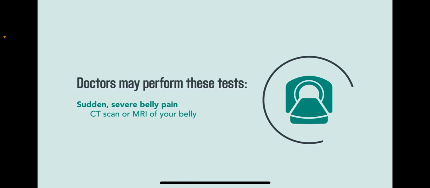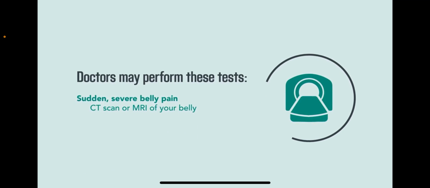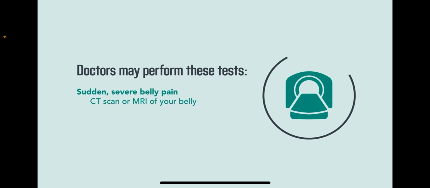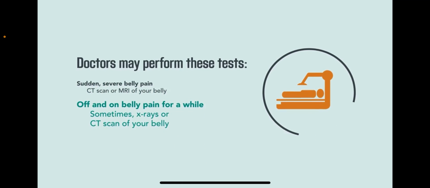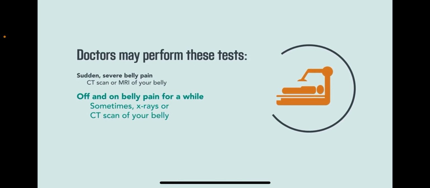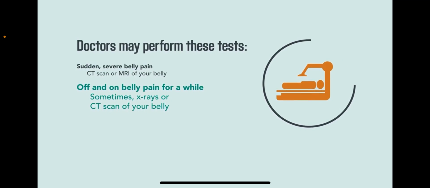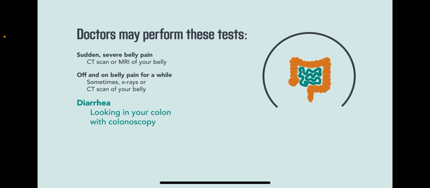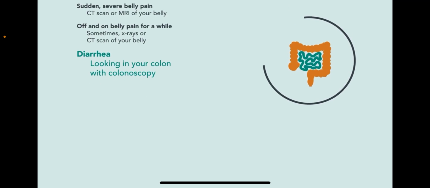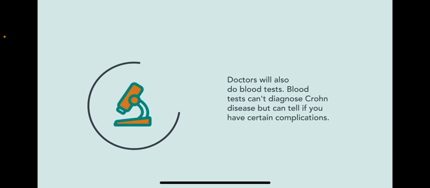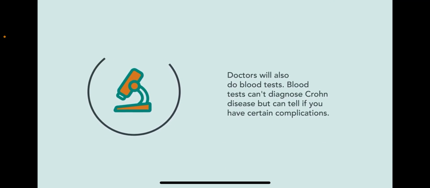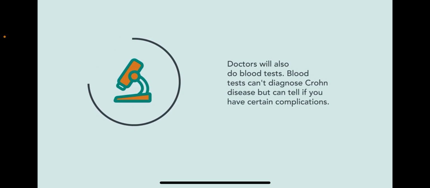If you have sudden severe belly pain, they will do a CT scan or an MRI of your belly. If you have off and on belly pain for a while, they will sometimes do x-rays or a CT scan of your belly. If you have diarrhea, they will look in your colon with colonoscopy. Doctors will also do blood tests. Blood tests can't diagnose Crohn disease, but can tell if you have certain complications.